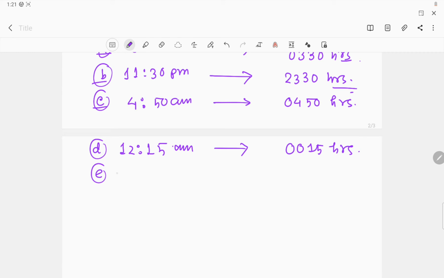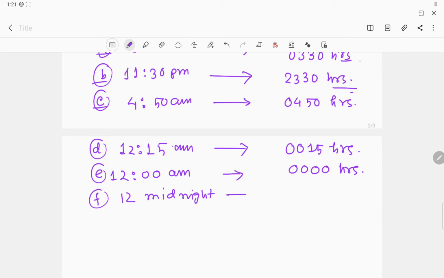E number, 12:00 a.m. It means 0000 hours. F number, 12:00 midnight. Same, 12:00 midnight means 0000 hours. 12 a.m., 12:00 midnight, the answer will be the same. Okay.